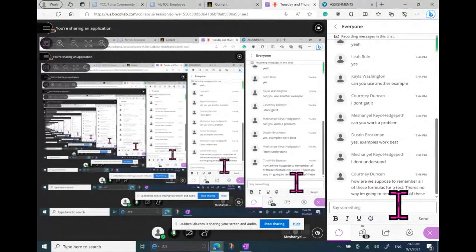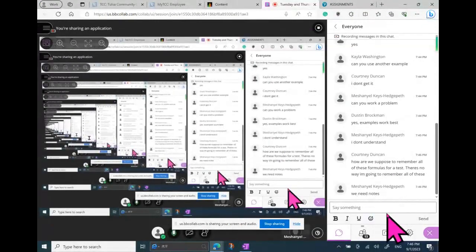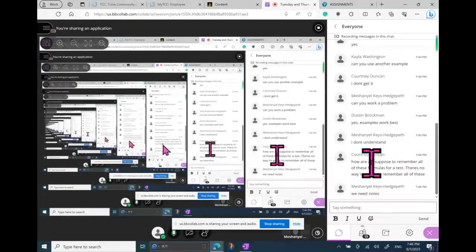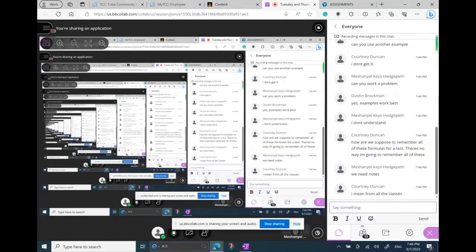How are we supposed to remember all of these formulas for a test? There's no way I'm going to remember all of this. So far, we only had one formula. Am I right? The only formula is the z-score, from all the classes. Then let's say today you only need to remember one. Is that not allowed to ask?